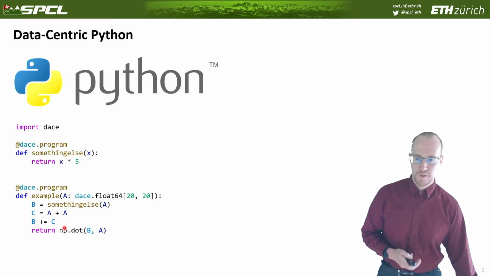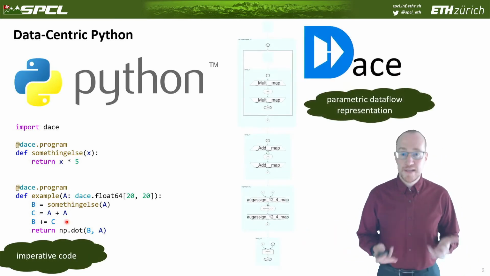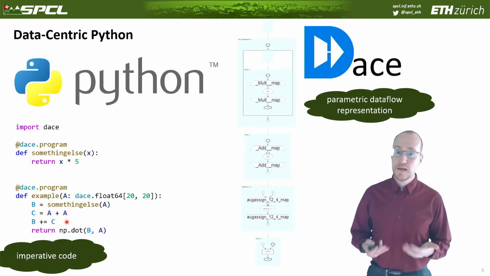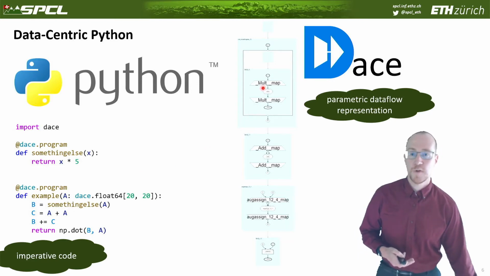Then you just write normal NumPy code. And what the framework does, it takes this imperative code and translates it to a parametric data flow representation where it's not imperative anymore, where it's the data flow code. And you can see this here on the right. That's actually just a screenshot from our tool. It translates it into these funny looking graphs that I will explain in a couple of minutes.